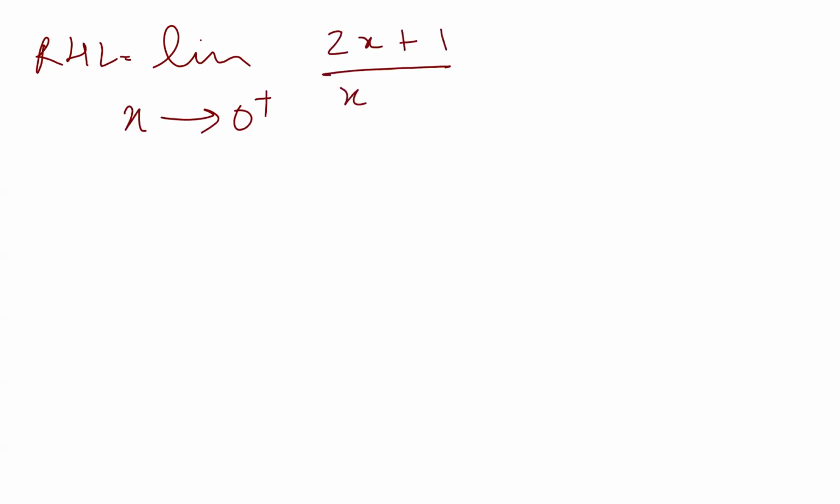So I'm just solving this once again. I think there was some connectivity issue. RHL I'm solving: limit x approaching 0 plus, 2x plus 1 upon x minus 1. This was the case. So let x is equal to 0 plus h. As x approaches 0, h will also approach 0.